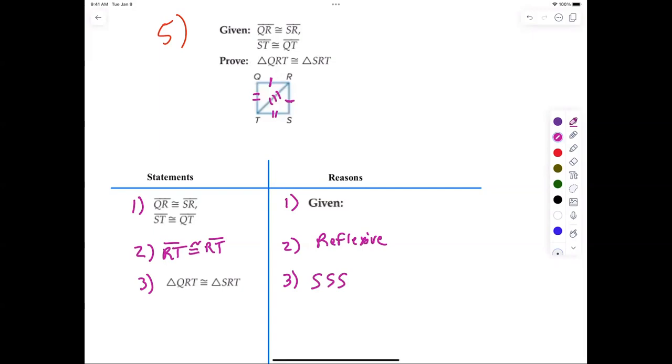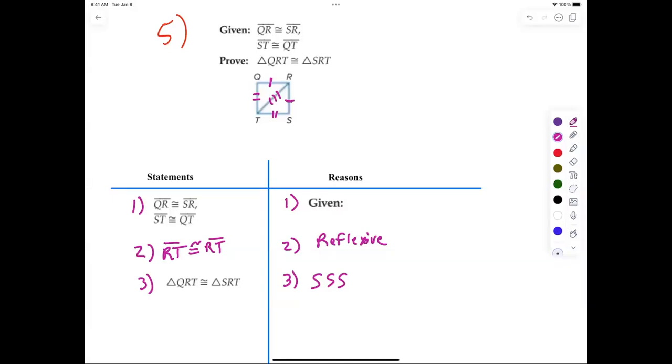All right, they didn't ask for any of the corresponding parts. They just asked for the triangles being congruent. Why is that? Yes, because it's shared with both triangles.